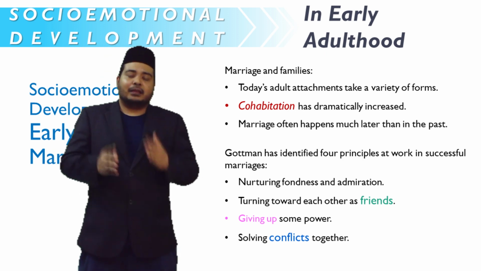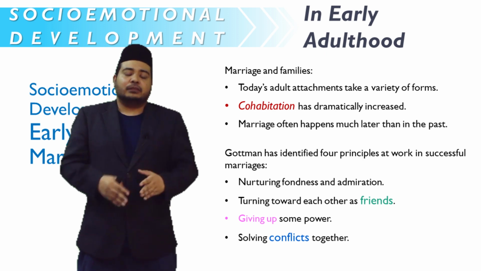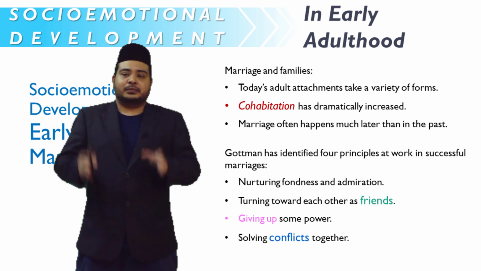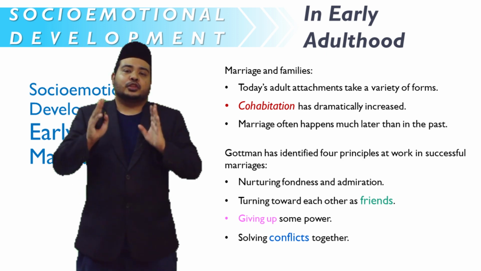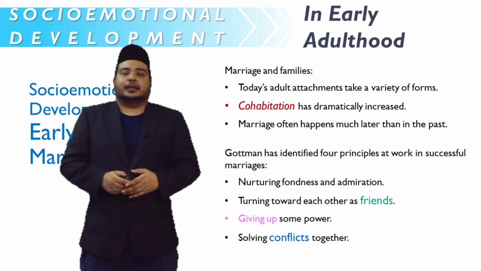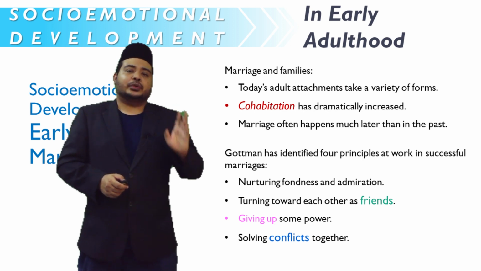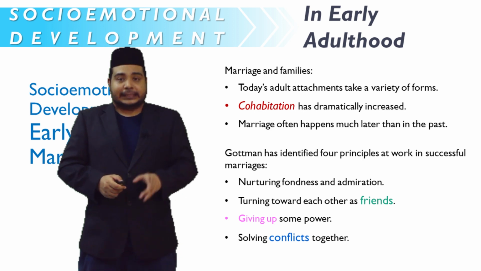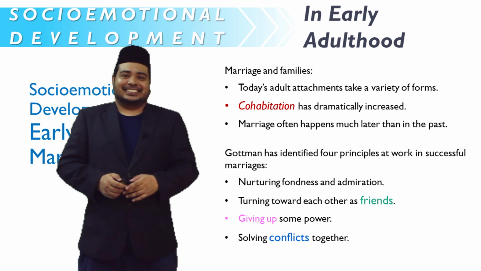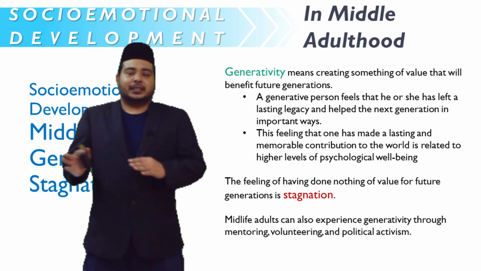So one important principle of a successful marriage is solving whatever problems your family has together. Solving conflict together. So that is the important socio-emotional development in early adulthood. Next, let's discuss socio-emotional development in middle adulthood.